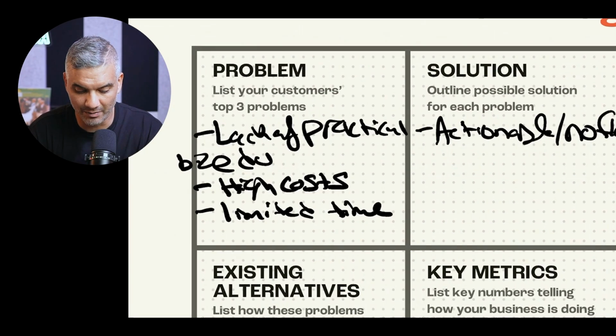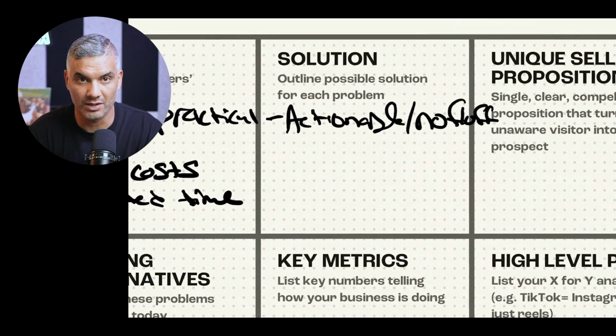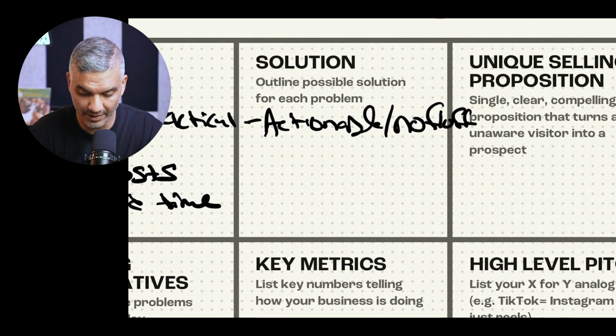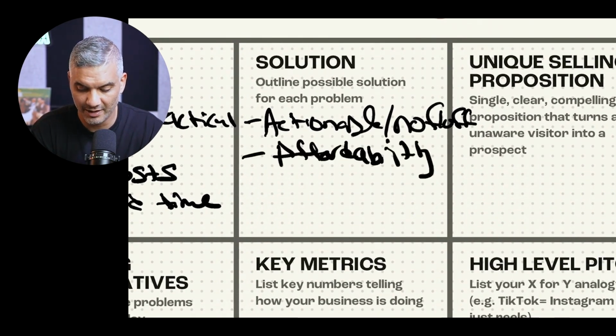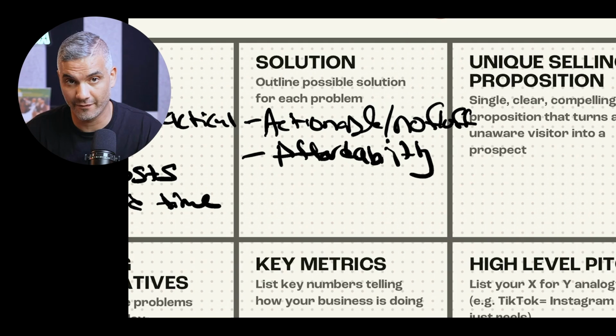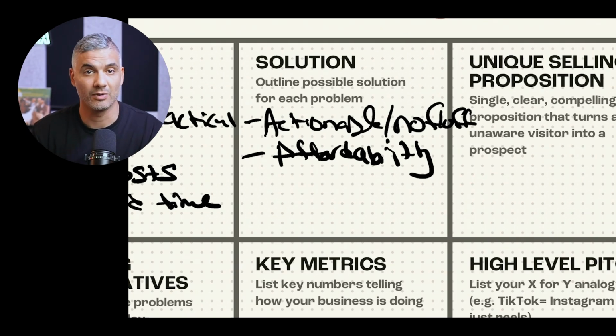What's the next problem that we had here? High cost. So let's talk about affordability, right? Everything that we do is either free or very affordable. So the podcast is free, our blog is free, our YouTube channel is free.